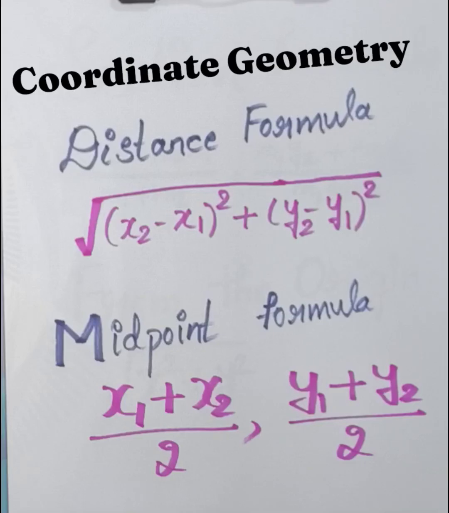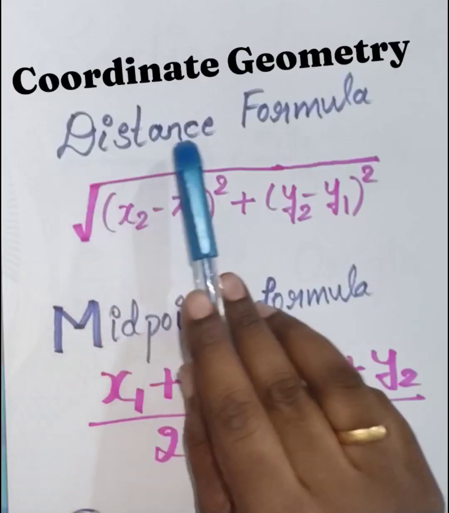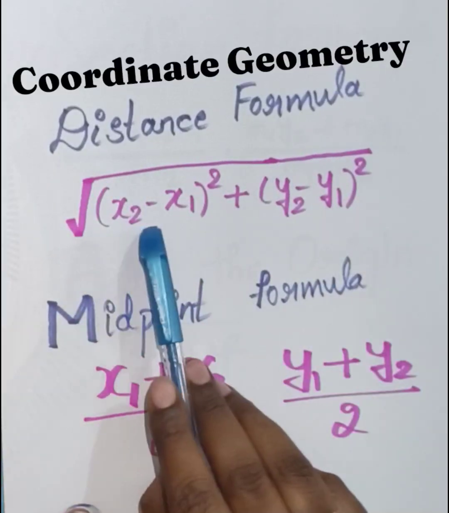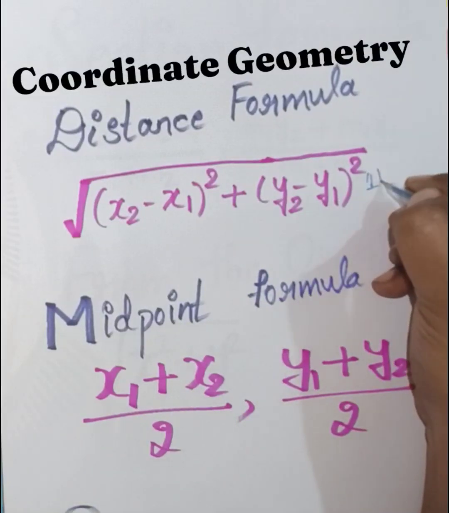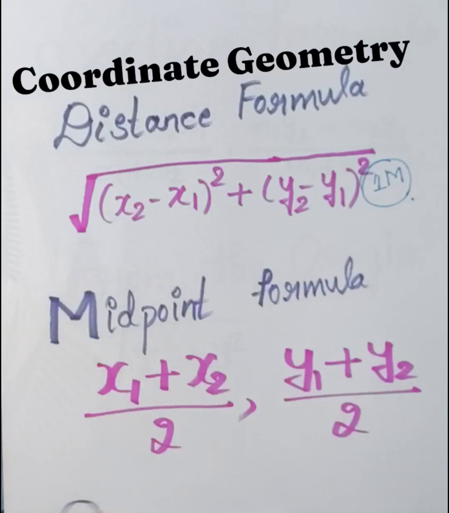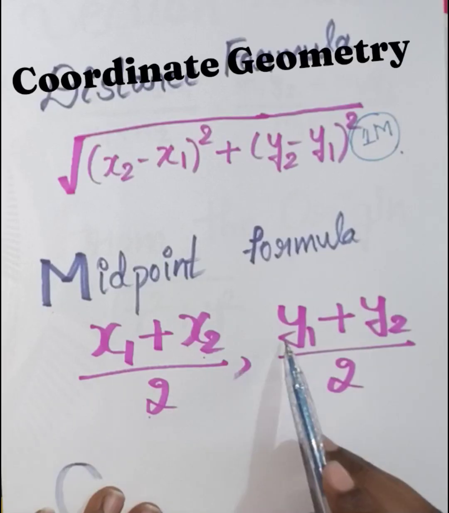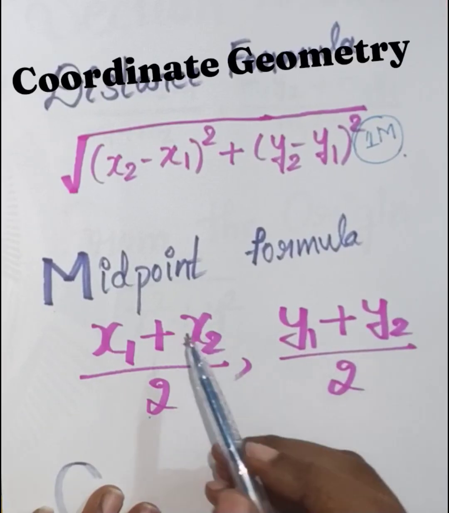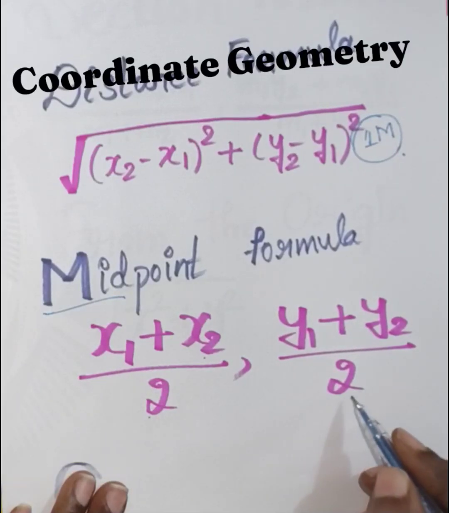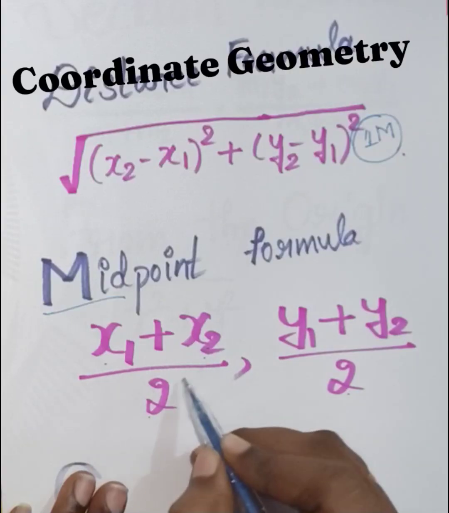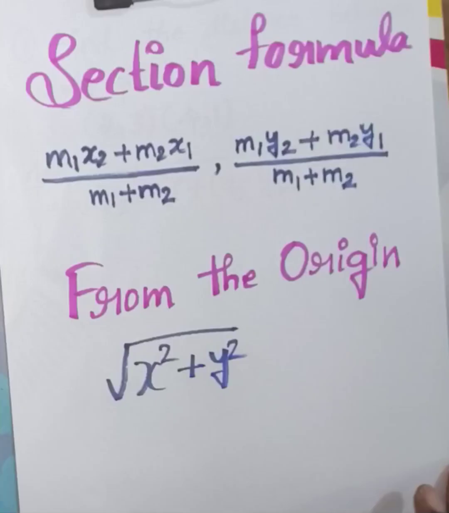Before we start, here we'll learn the formulas. Distance formula: the square root of (x2 minus x1) whole square plus (y2 minus y1) whole square. A compulsory 1 mark question will come from this formula. Next, the midpoint formula: (x1 plus x2) by 2, (y1 plus y2) by 2. Since it is the midpoint, we have to divide by 2. You should remember (x1 plus x2) by 2 and (y1 plus y2) by 2. This is the formula for the midpoint.